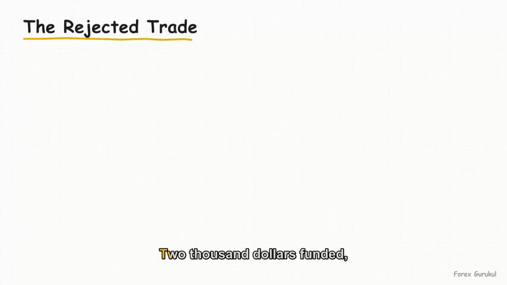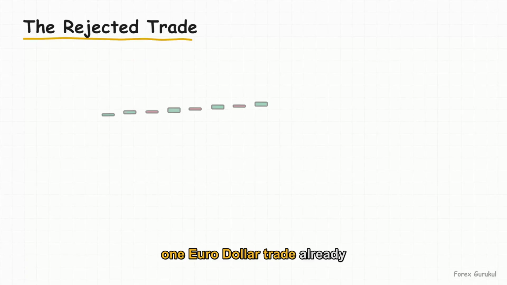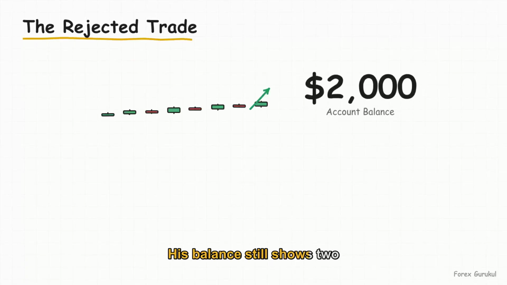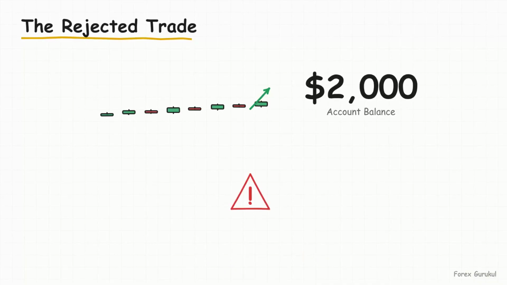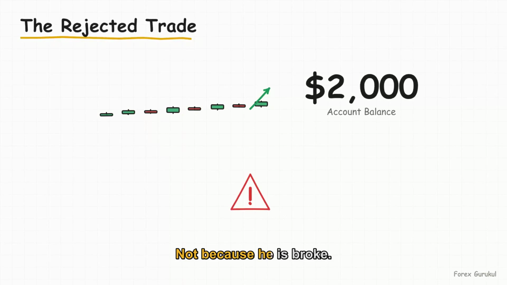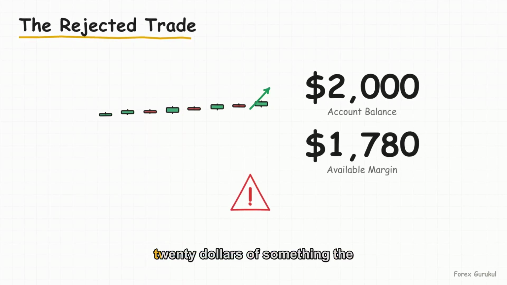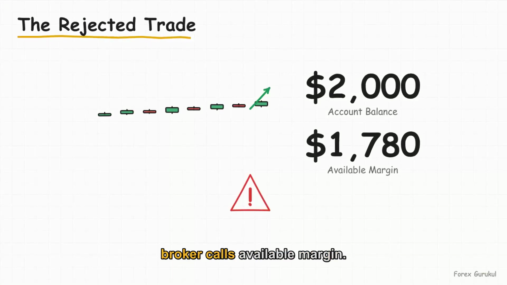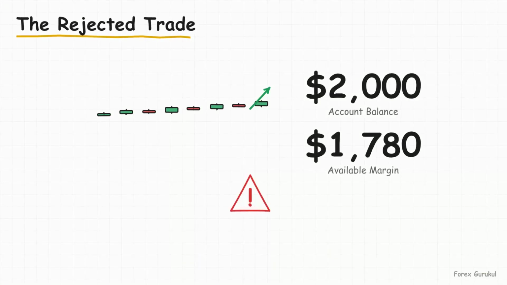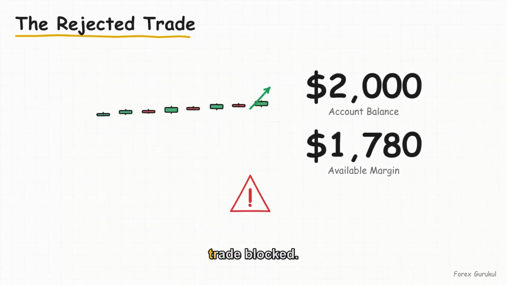Meet Alex. $2,000 funded, one trade already open. His balance still shows $2,000. But when he tries to open a second, smaller trade, the platform says no. Not because he is broke. He is short by exactly $20 of something the broker calls available margin. Same balance, same account, one trade allowed and one trade blocked.